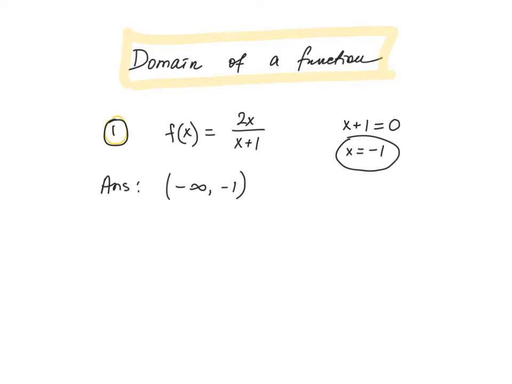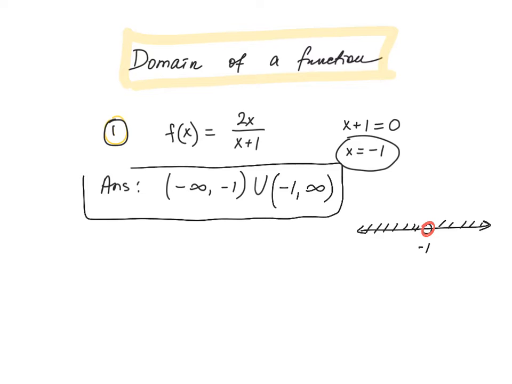You would use a bracket if you want to include that particular value. But in this case, we don't want to include it. It is a bad number. That's why we're using the parentheses. And then union, because we have more, from negative 1 and never ends, positive infinity. So on your number line, any x value would work except for negative 1. That guy is the bad value. So that's it. This would be your final answer.